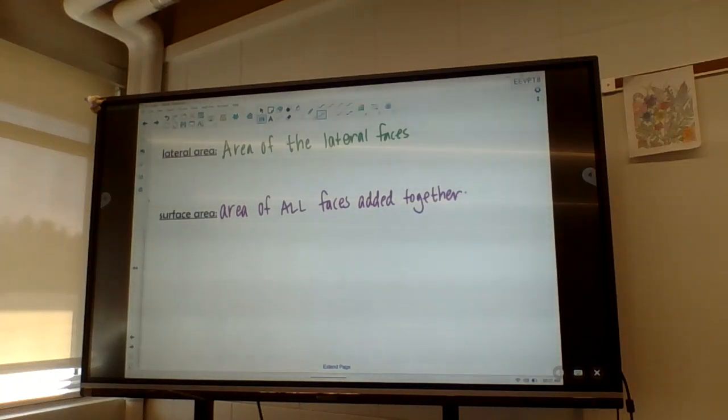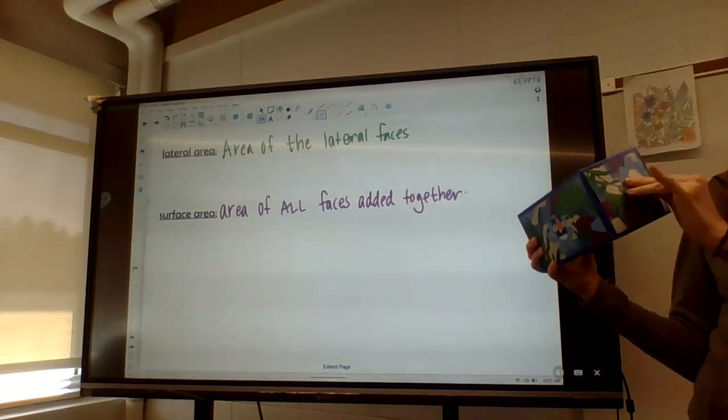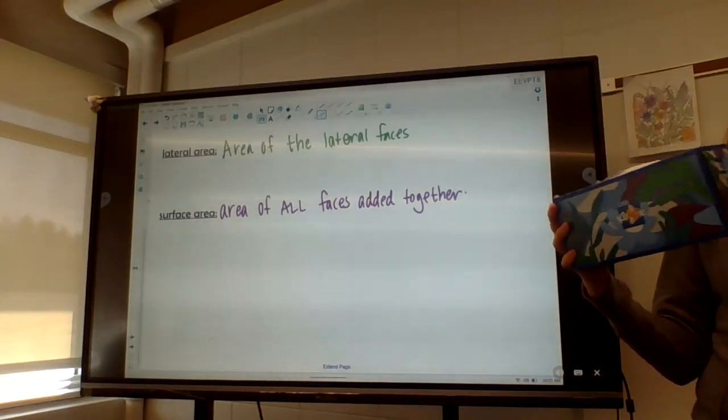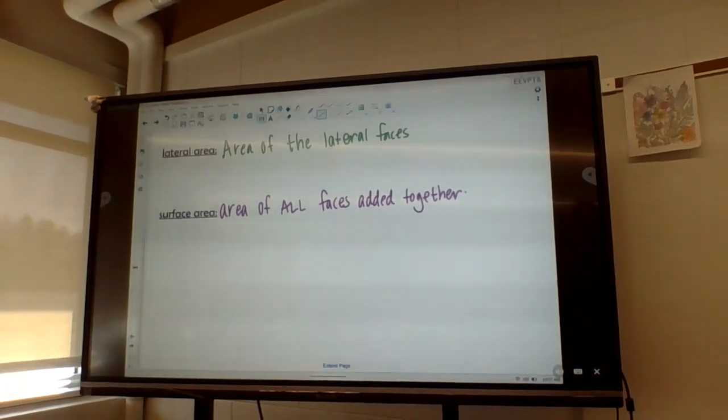All right, so the surface area we're talking about again is we're trying to cover this whole box with exactly the right amount of paper. Now this one obviously overlaps a little bit. Let's say we want to use the least amount of paper possible. We would find the areas of the top, the bottom, all the sides, and basically it's just finding the area of a whole bunch of different polygons.